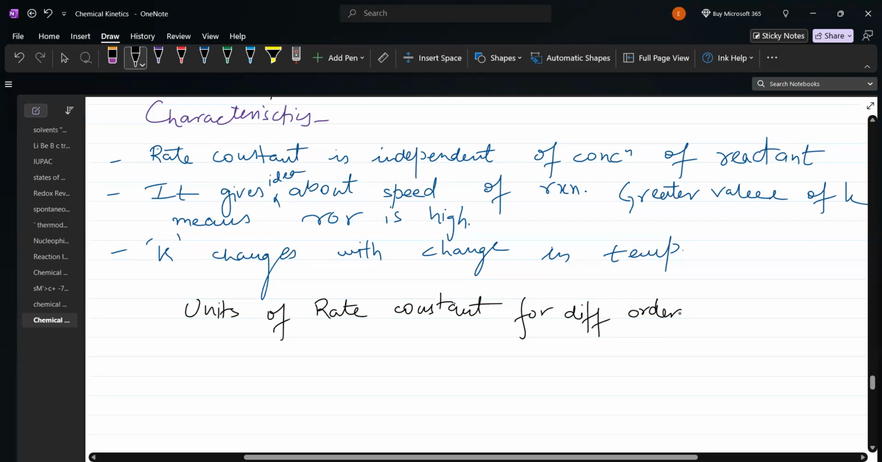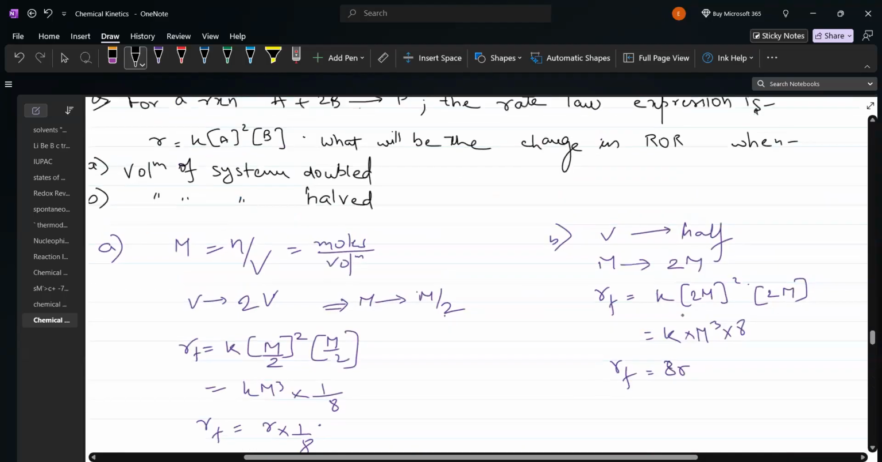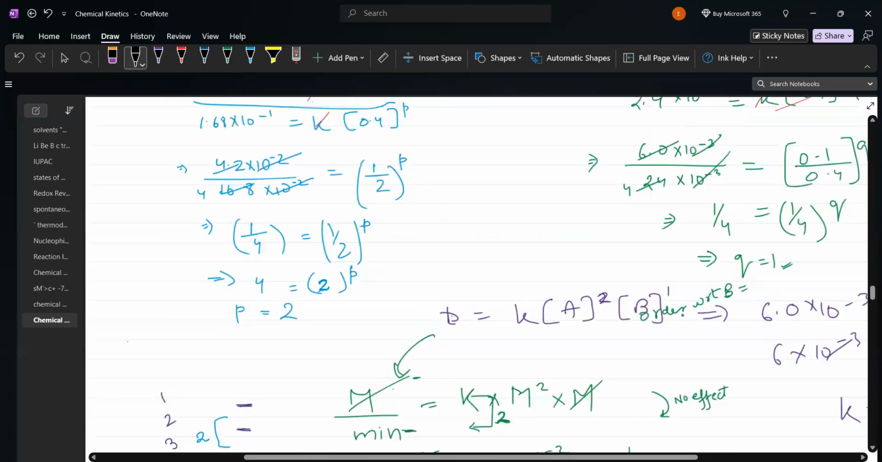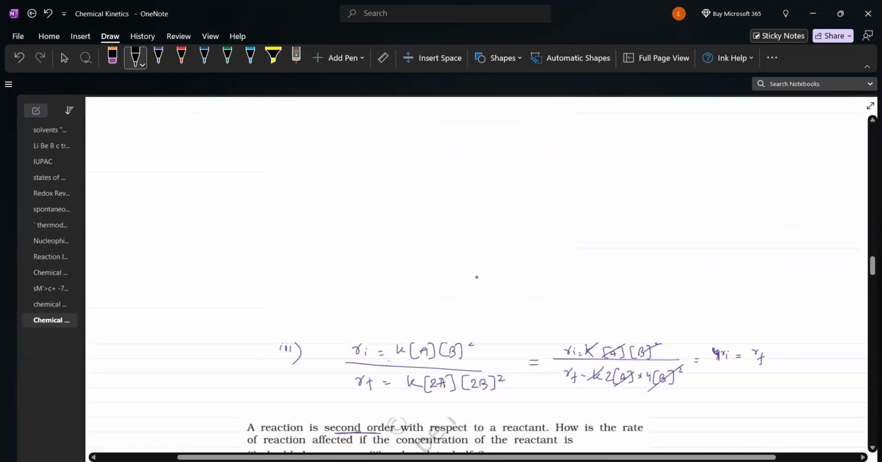Yes, sir. So look, we are going to talk about units of rate constant. In further classes we will study zero order reaction, first order reaction, second order reaction. Order, you understand, is the sum of the powers of the concentrations, like p plus q is the order of reaction, right? We have done a lot of questions regarding this.